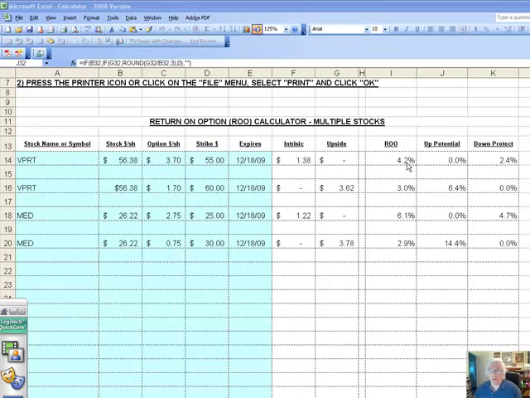So when you put these stocks and different strike prices on the multiple tab page, you can hit print, and it'll actually print it out for you. You could take it right to your computer, and you can sit down and figure out which are the best strike prices, which are the best stocks to use for that month's portfolio.